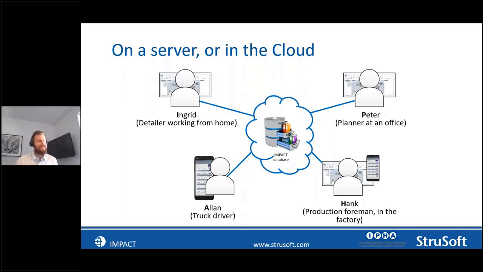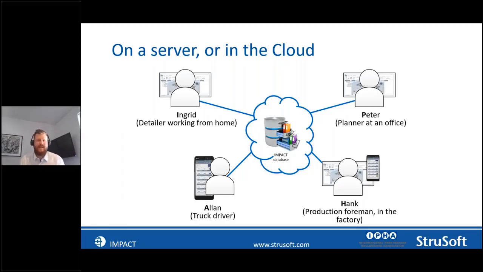That every single time Peter does something, Allan does something, Hank does something, all the other actors can see it straight away. So it means that, for example, if Allan delivers the element, Ingrid will see the elements on her screen change color and signal that they have actually been delivered on site. So if she needs to check up on something, she can follow it along with what Allan is doing as well. So that's what the database makes possible here.